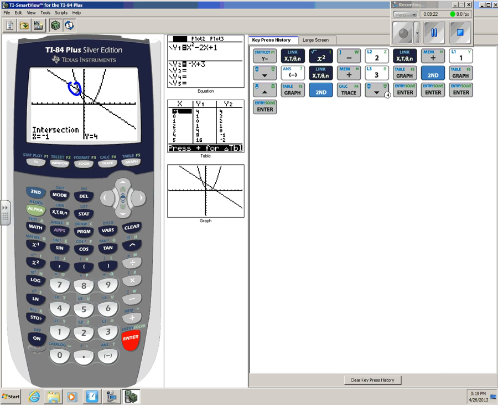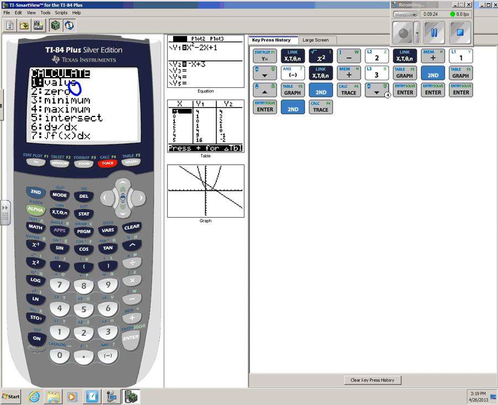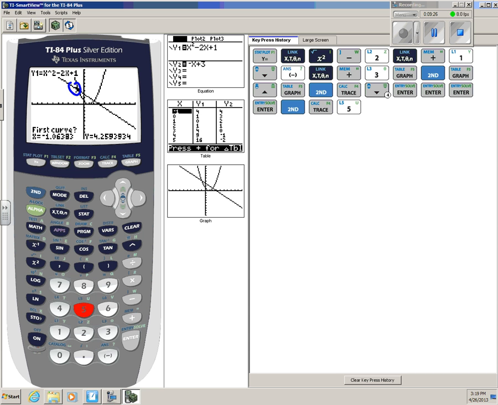When we do it again, second trace choice 5, before you hit enter, enter, enter, you need to use your right arrow pad and move it over to the other point. Get it away from that first point. Now hit enter once, twice, 3 times. And then there we go. We've got our 2, 1.